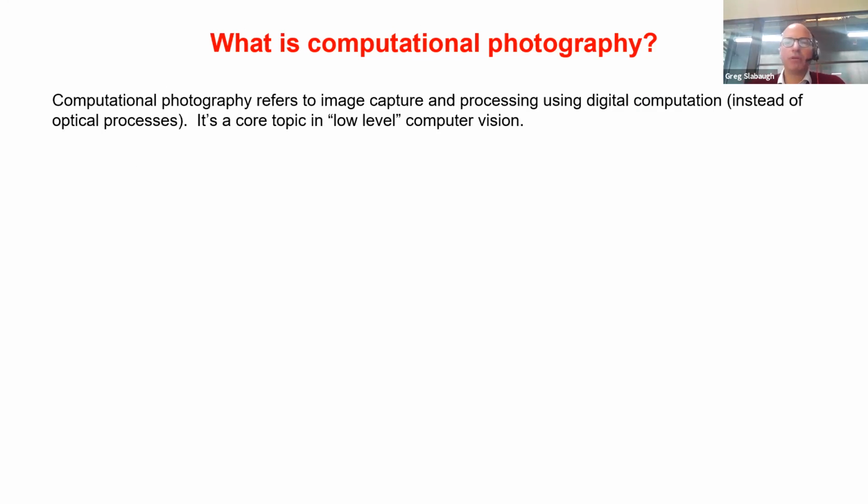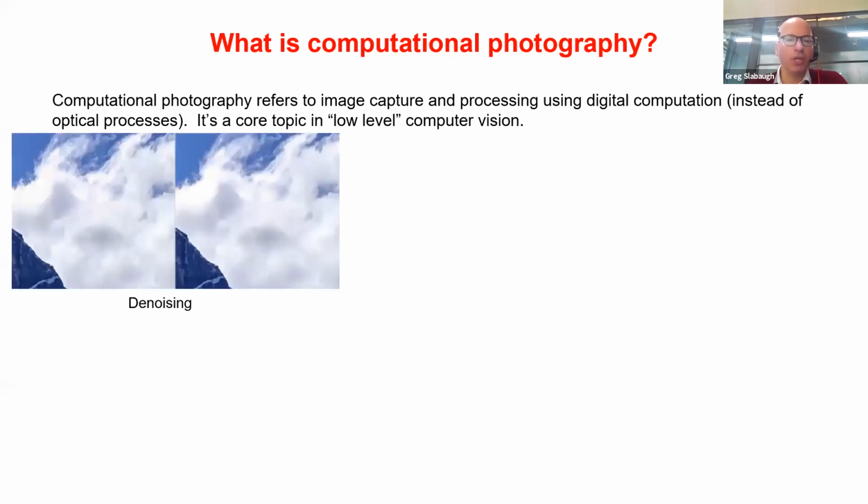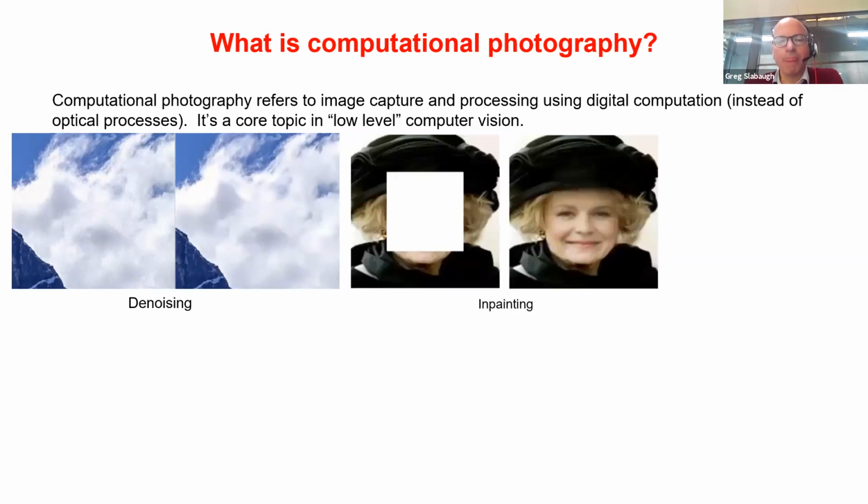So this is about computational photography, and if you haven't heard that phrase before, it's really about processing images using digital computation instead of optical processes. This is considered a low-level computer vision topic, and if you go to a computer vision conference, you'll find lots of papers on this topic because it's a very active area of research. Some of the themes you'll find relate to denoising. You want to remove noise from an image to improve the quality. The challenge here is not to blur the image, but retain the structure.